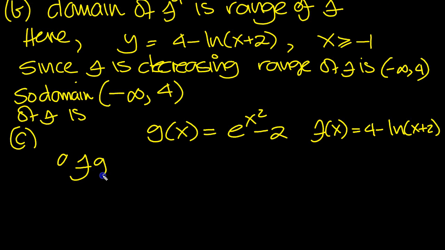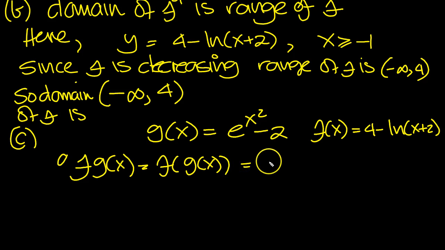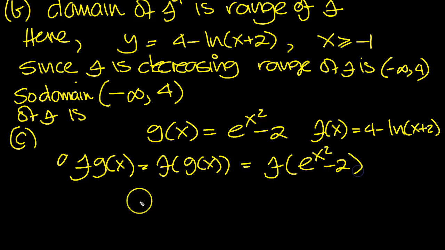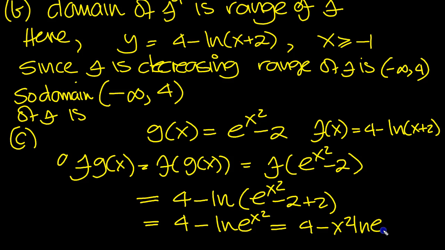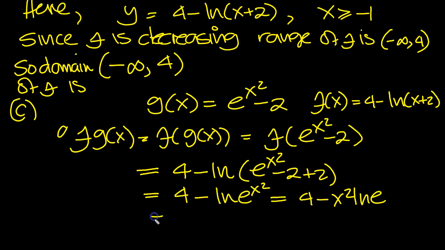So f composite g of x is equal to f of g of x. g of x is equal to e to the x squared minus 2, which is equal to f of that, so it's 4 minus log of the something plus 2. Here's the something, put it in, plus 2. So what do we get here then? We get 4 minus ln, the 2's cancel, we get e to the x squared. Use the power rule, the x squared is a power, it jumps down to ground level: 4 minus x squared ln e. Log of e is 1, so it's simply 4 minus x squared.